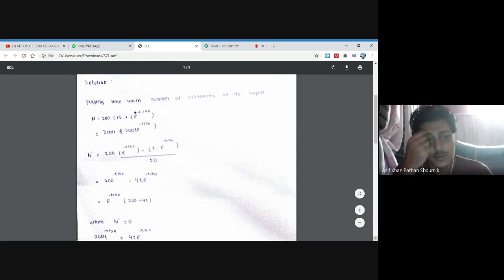Okay, so right now we are dealing with the equation n is equal to 200 times (15 plus t) e to the power of negative t by 50. If we simplify, it will be 3000 plus 200 t e to the power of negative t by 50. So we need to find the first derivative of n, which is the number of customers. After finding the derivative, we can see that it is e to the negative t by 50 multiplied by (200 minus 40).